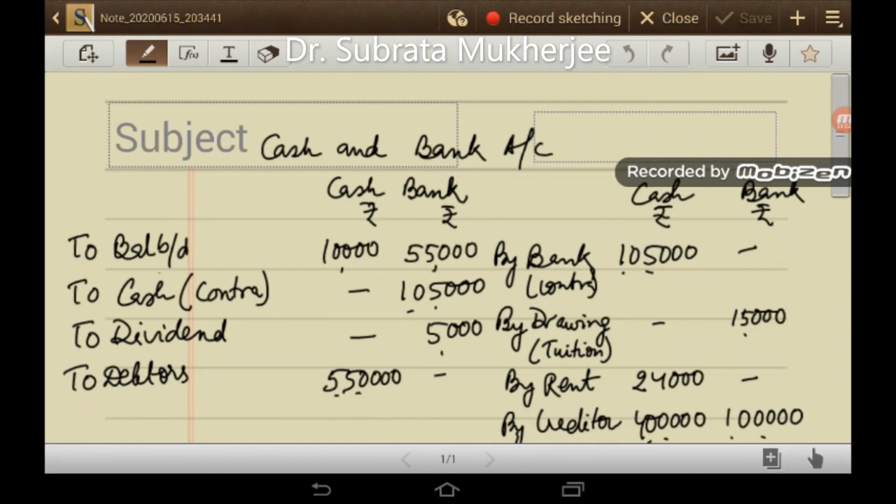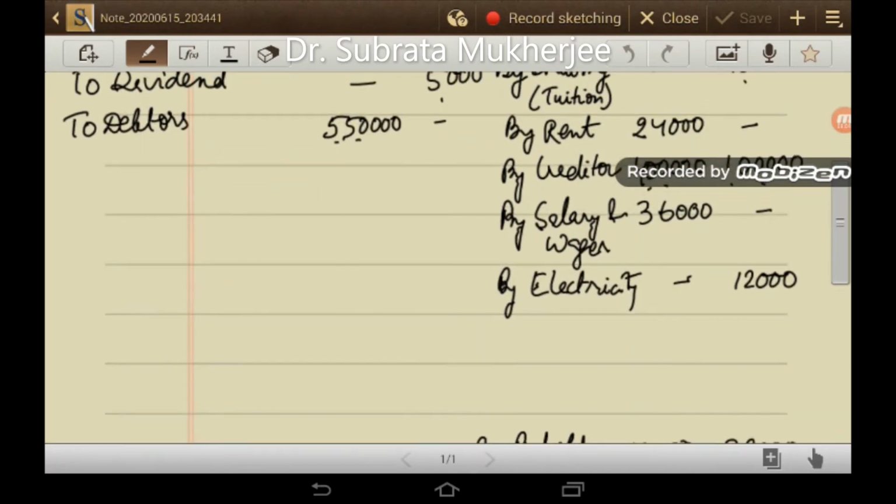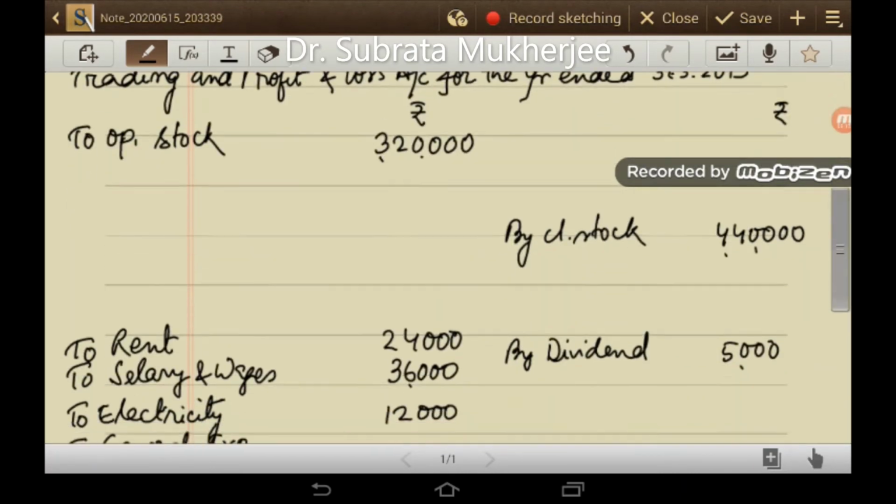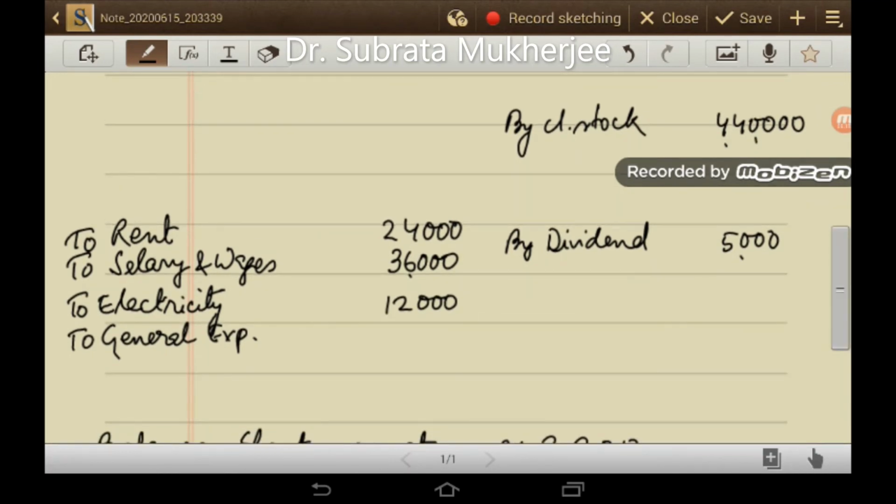Next is general expenses. So in cash account, I am writing by general expenses 18,000. In PL account, again, I have to post it. So in PL account, I will post the amount of general expense as 18,000.